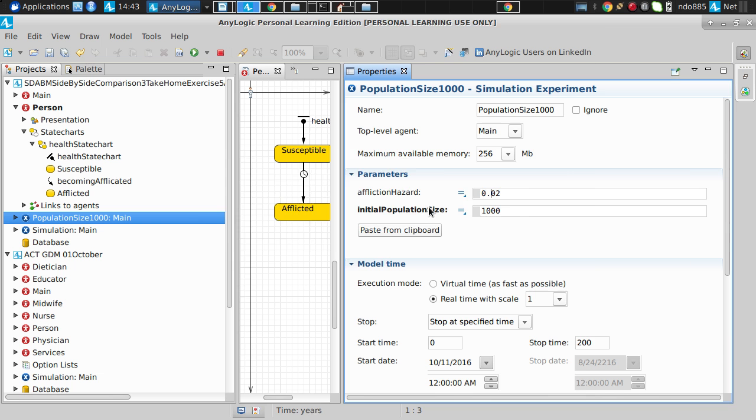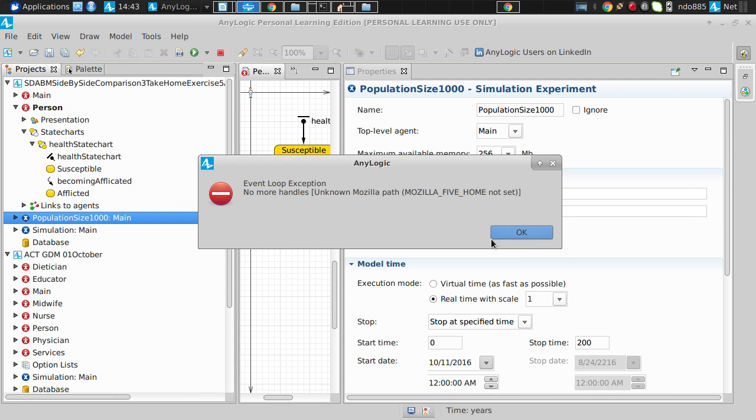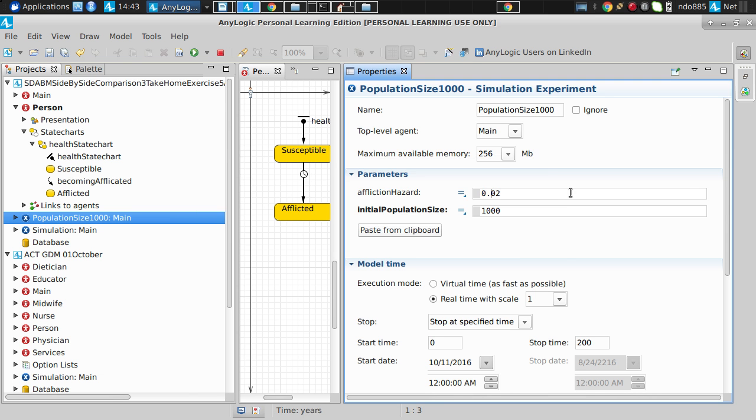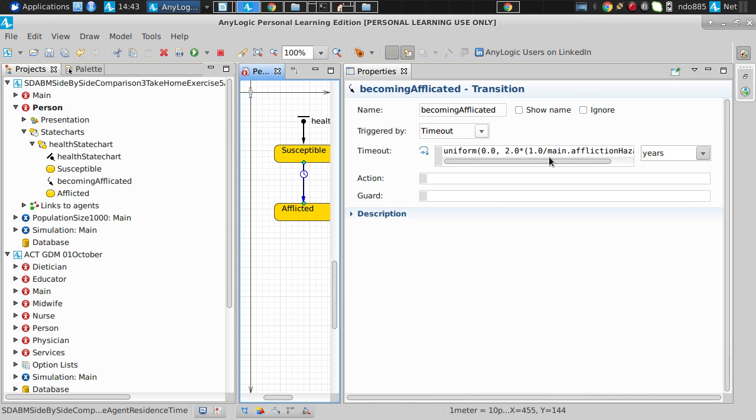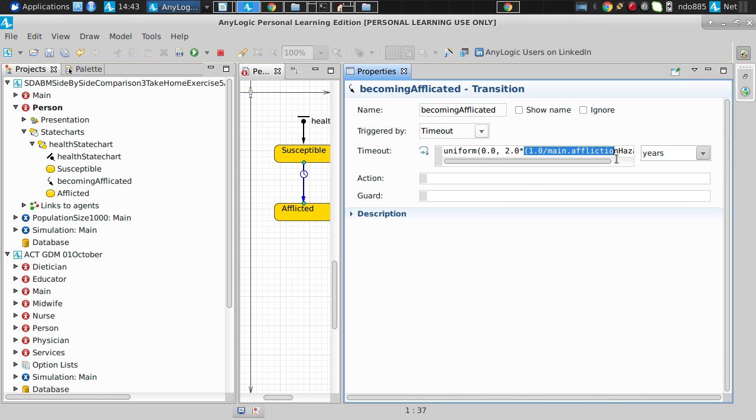The maximum value is the timeout, or the amount of time, divided by the affliction hazard. Okay, so let's think about the affliction hazard of 0.02. What's 1 over 0.02? 50. And what's twice 50? 100. Okay, so the person who's going to stay in the state the longest is going to stay for 100 time units, 100 years.